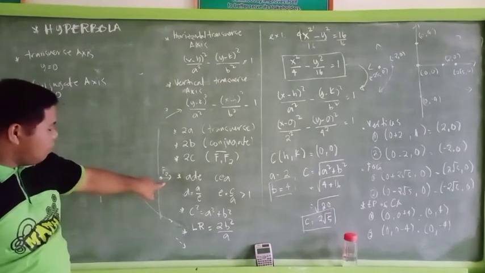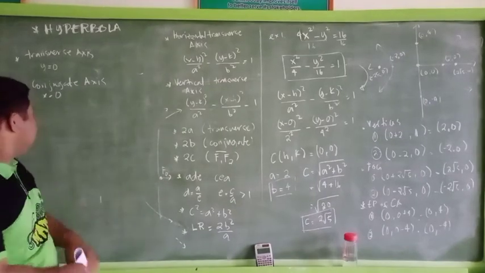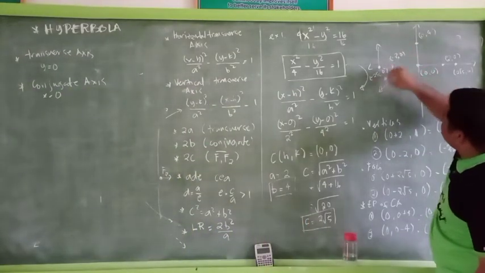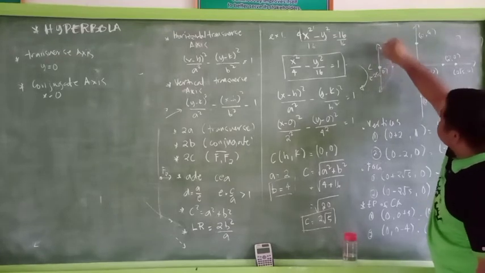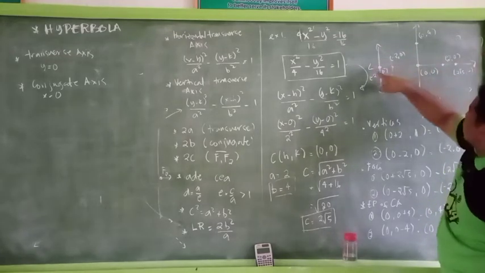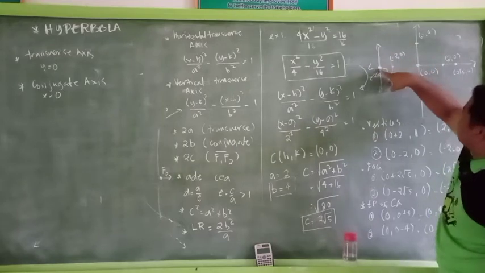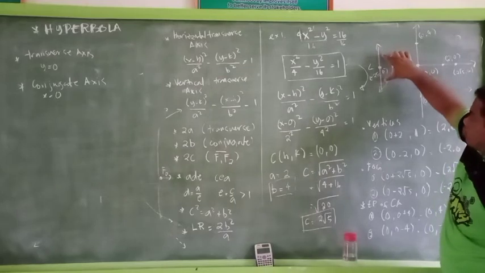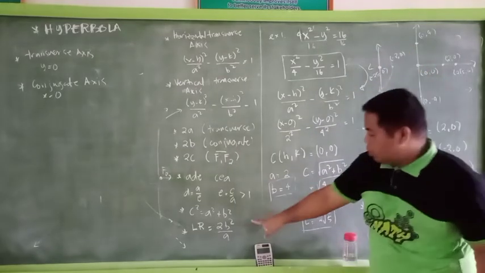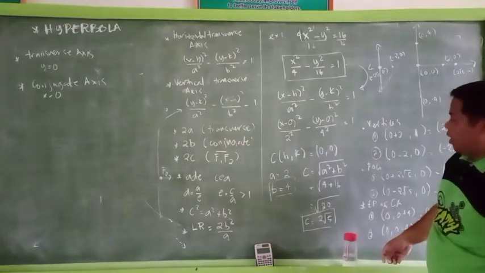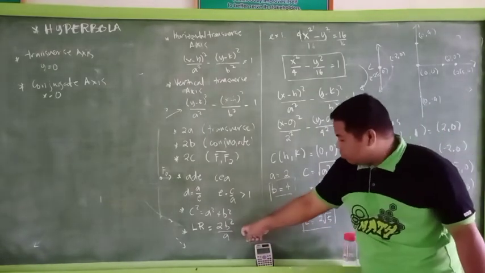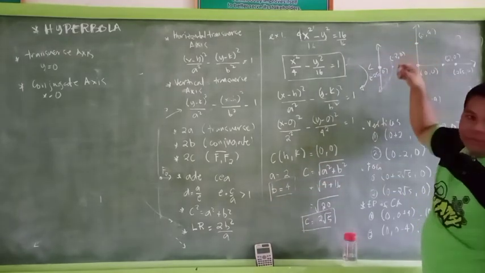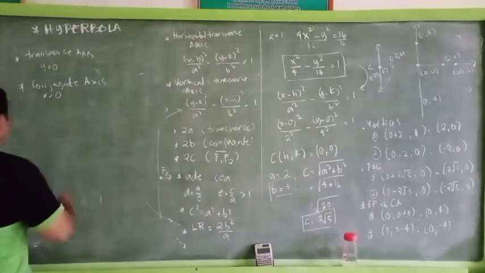Kulang pa natin is yung latus rectum. So, let's try to create a line which is perpendicular to your transverse axis na dapat magtatouch siya sa focus. Kung gusto natin hanapin yung length ng latus rectum natin, ano yung gagamitin formula natin? So ito, 2b squared over a. At the same time, magamit natin itong idea na to para makuha yung endpoints naman ng latus rectum natin. So, solve natin siya dito.